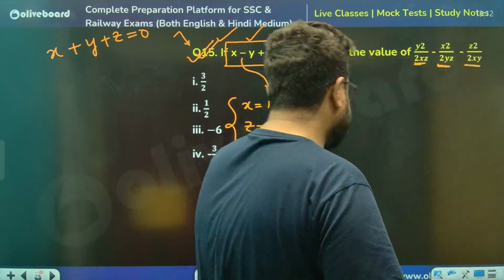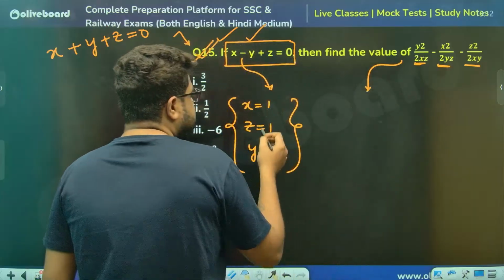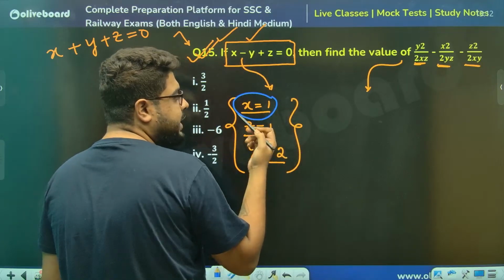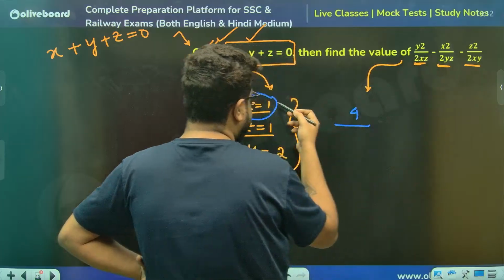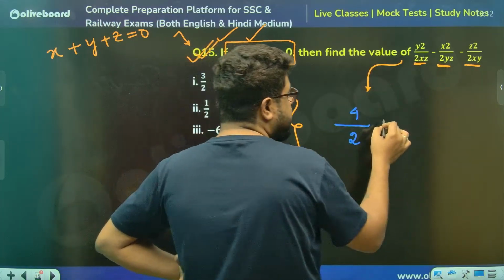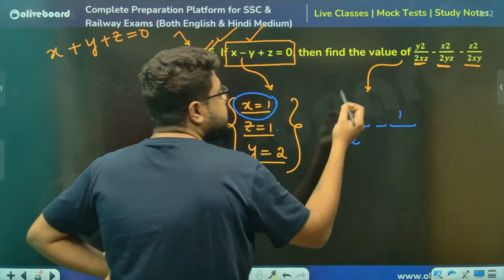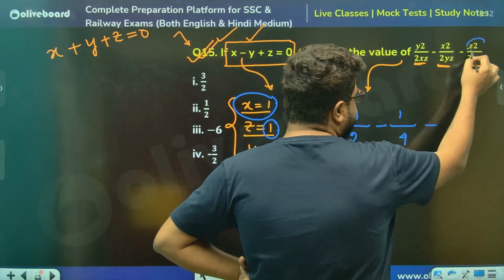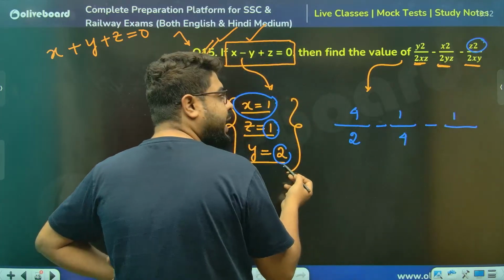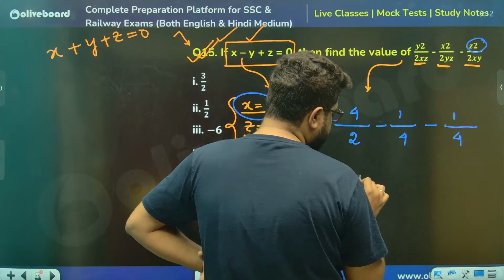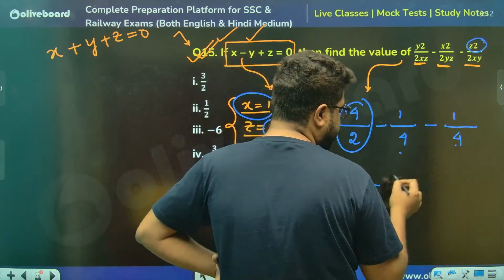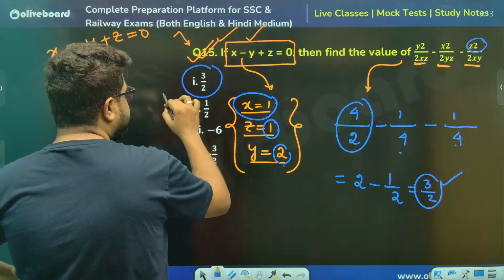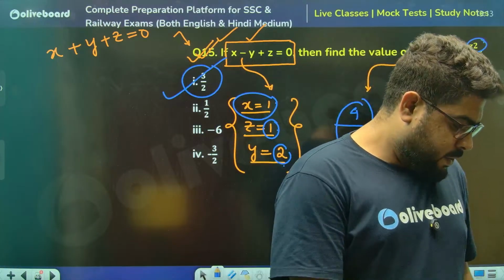Chalo, sir. Now, if that is the situation, let's put these values. x equal to 1, z equal to 1, y is 2. So y square, that is 2 square, 4 by 2 into xz. x and z both are 1, so 2 into 1 into 1, minus x square is 1 by 2 into y into z. y is 2 into z is 1, so 2 into 2, 4, minus z square is 1, by 2 into x into y, which is 2 into 2, 4. So this is 2 minus 2, minus 1/4, 1/4 will give you half. So your answer should be 3 by 2, which is option number 1.